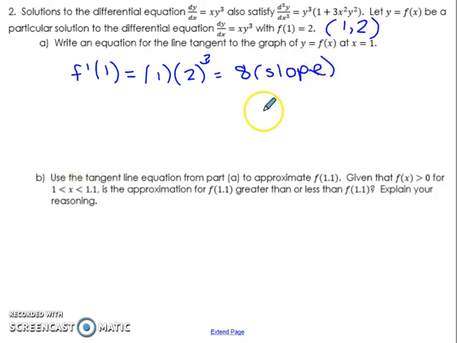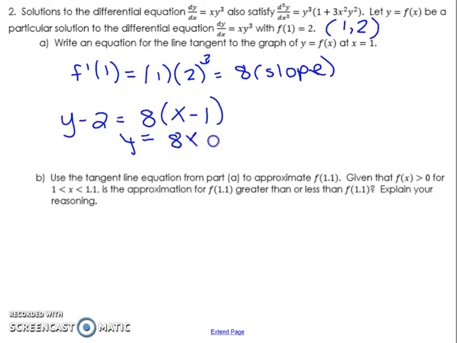So once we have our slope, and again we know this point (1, 2), we can use point slope form. So we're going to do y minus the y value. So our y value here is 2 equals the slope, so 8, times x minus the x value, so x minus 1. Okay, so you can leave this as your answer. If you want to solve for y, you can get y equals 8x minus 6.